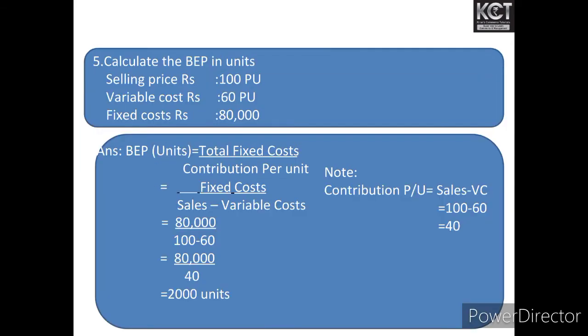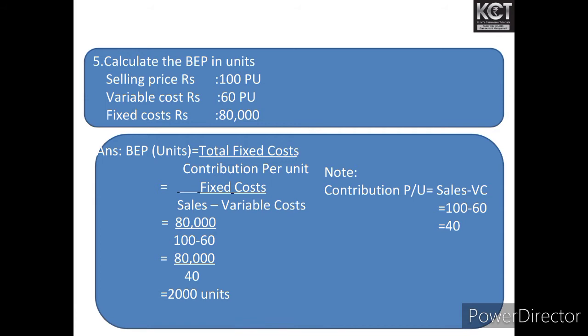Fifth one, calculate BEP in units. They are given selling price rupees 100 per unit, variable costs rupees 60 per unit, then they have given fixed costs rupees 80,000. By using this information, we need to calculate break-even point in units. In order to calculate this break-even point in units, we are using total fixed costs divided by contribution per unit formula. Fixed cost is given in the problem. Yes, of course, it is given in the problem, that is 80,000.